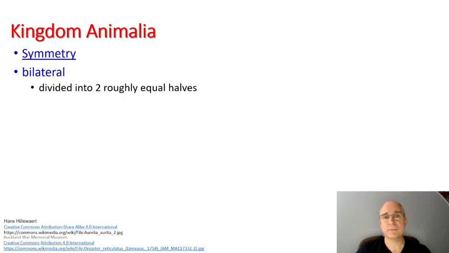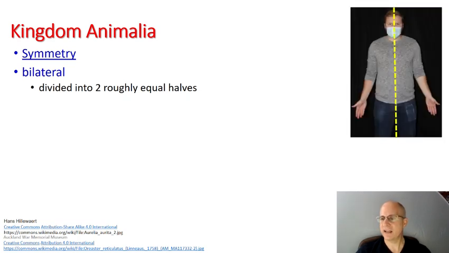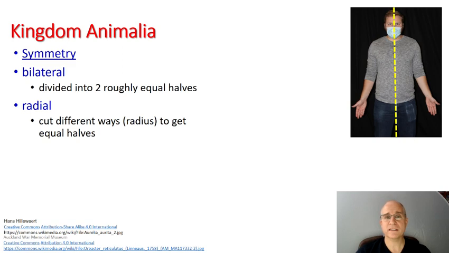So the first type of symmetry is bilateral symmetry. So bi meaning two. So animals that have bilateral symmetry, you can divide into roughly equal left and right halves, like this that we see right here. So if you take the line, we can divide a human being which has bilateral symmetry into about equal left and right halves.